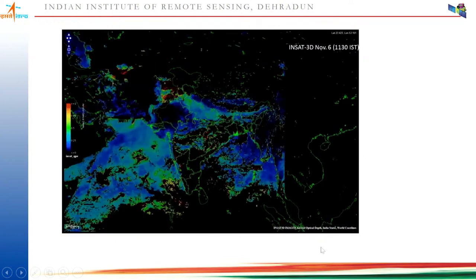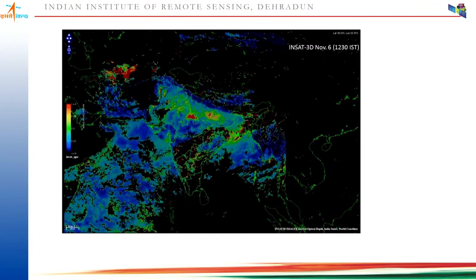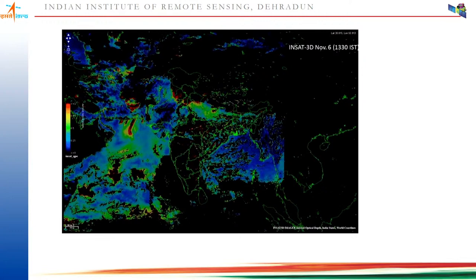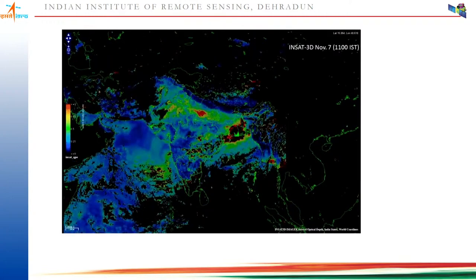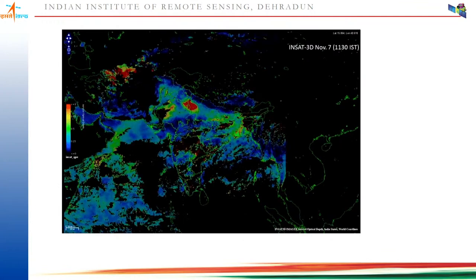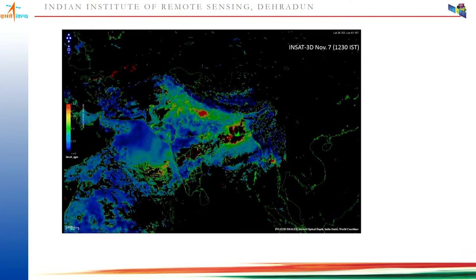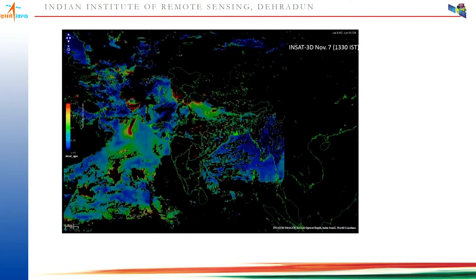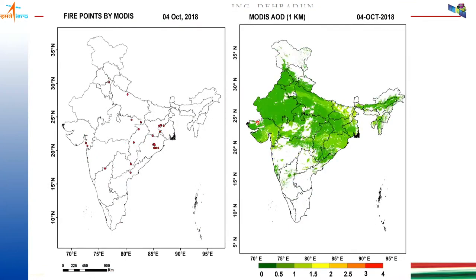This is a glimpse from INSAT 3D. The parameter known as aerosol optical depth is an indicator of aerosol pollution over an area, and every half an hour we can estimate the aerosol optical depth, which is an indicator of the pollution. This also we can see as compared to the fire.